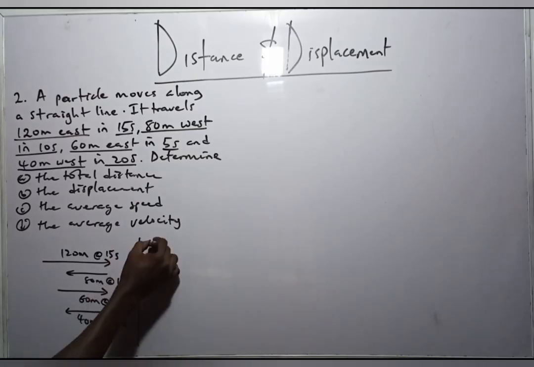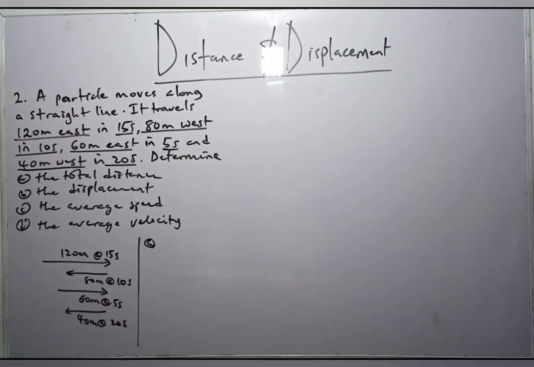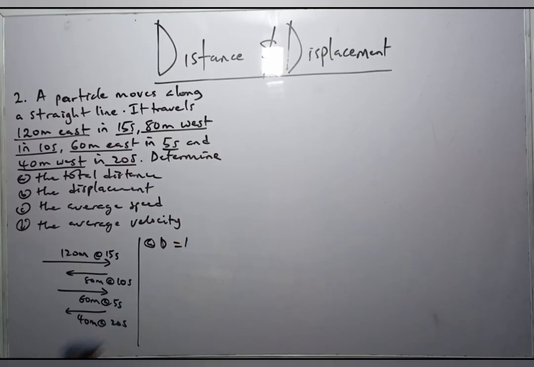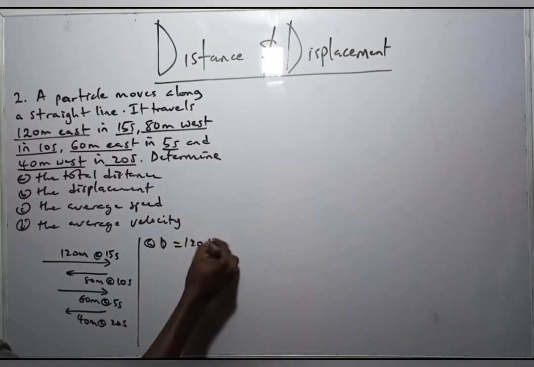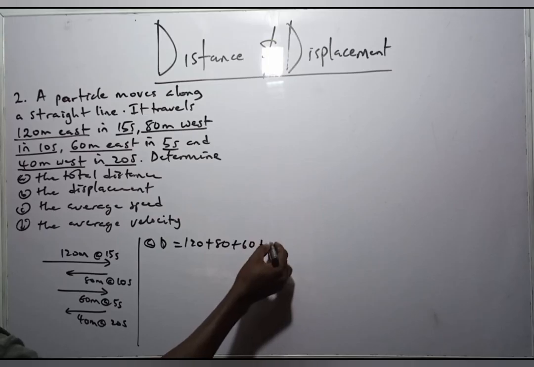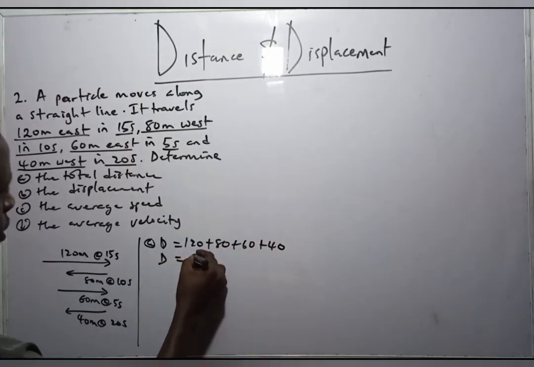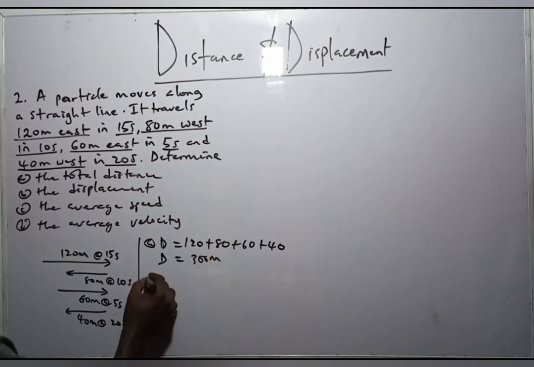Now, how do we solve A? A says to calculate the distance. The total distance is going to be the addition of all these journeys. 120 plus 80 plus 60 plus 40. And that's 300 meters. That's our total distance.